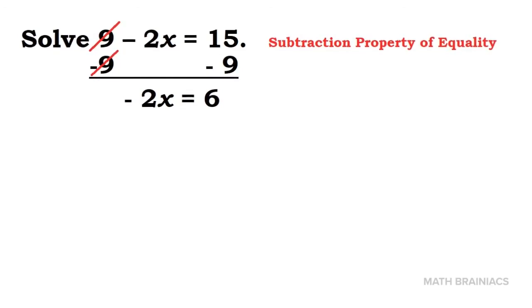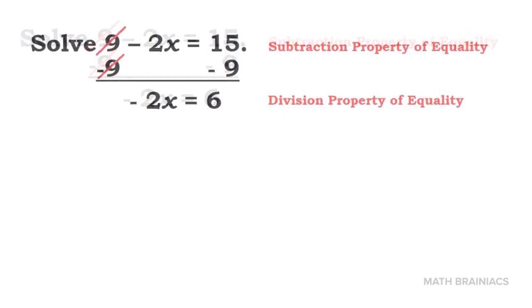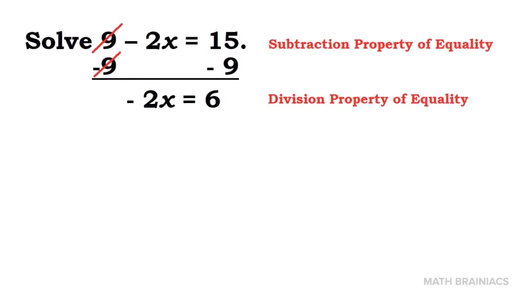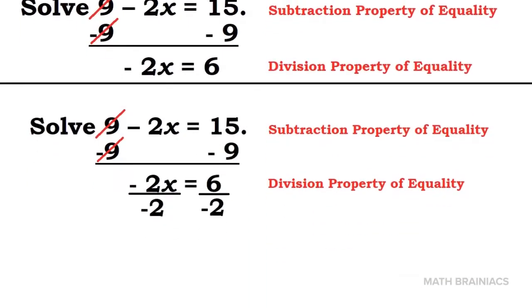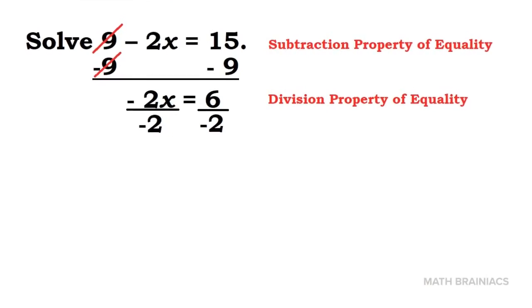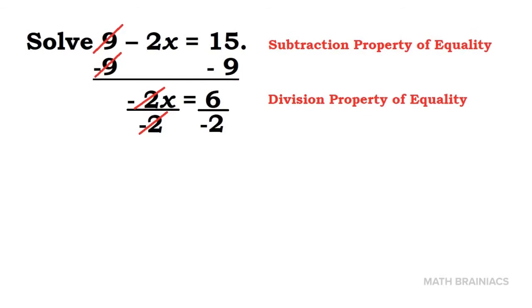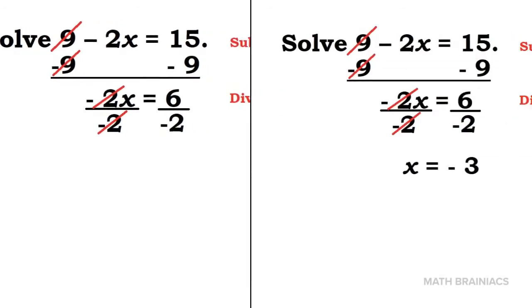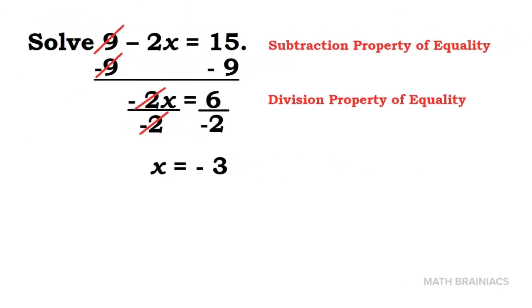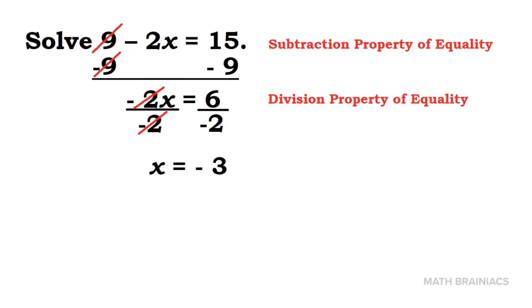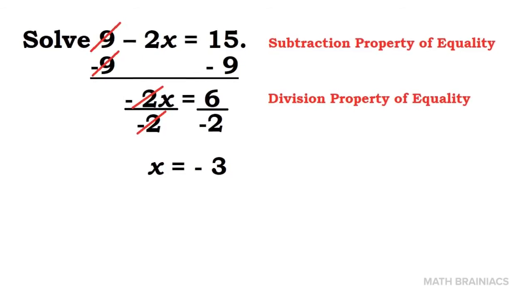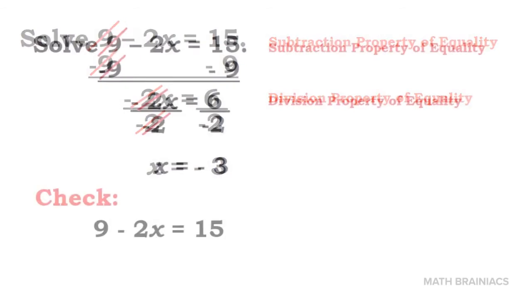What property are we going to use to solve for x? We can use the division property of equality here. Hence, dividing both sides by negative 2, we can cancel out the negative 2 on the left side. 6 divided by negative 2 is negative 3. Therefore, x is equal to negative 3.